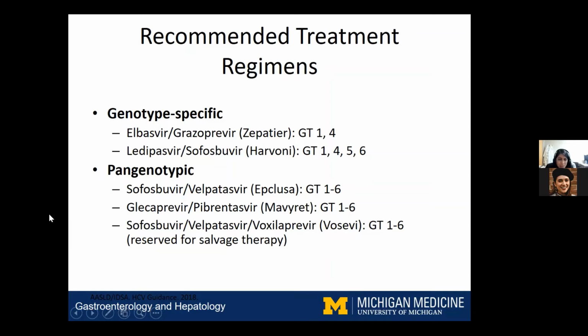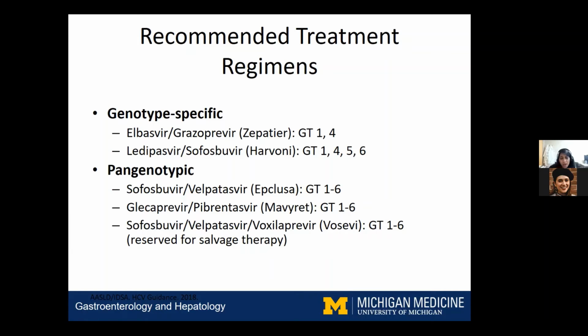So the pangenotypic options for hepatitis C currently are sofosbuvir/velpatasvir, which is known as Epclusa, glecaprevir/pibrentasvir, which is also known as Mavyret, or sofosbuvir/velpatasvir/voxilaprevir, which is known as Vosevi. Vosevi, out of those three, is usually used for retreatment or salvage therapy. So somebody who's previously been treated with Epclusa or Mavyret can be treated with Vosevi.